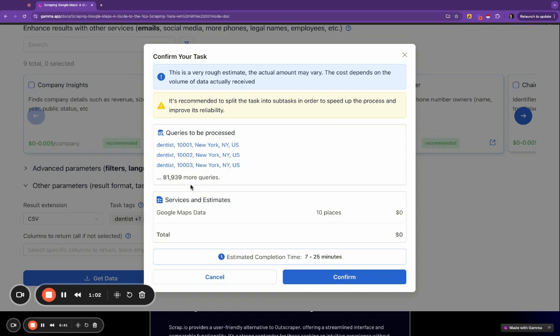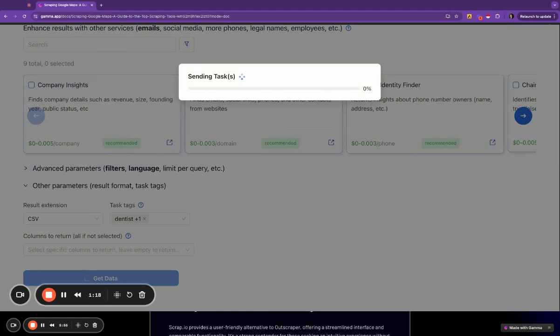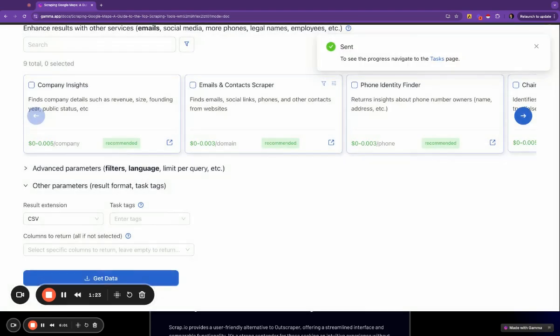You can use crypto if you want. And yeah, so that's the reason we love Outscraper. It's our go-to Google Maps scraper. There's also a lot of different categories you can scrape from in terms of the types of businesses you're looking for. So that's nice too.